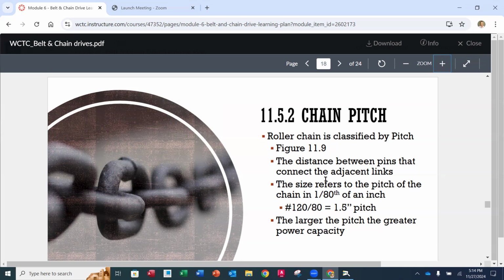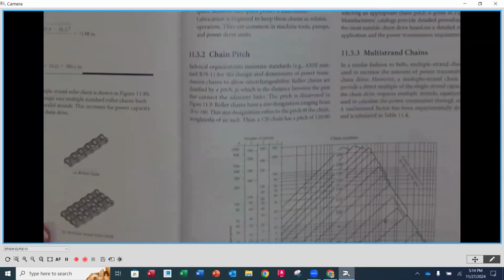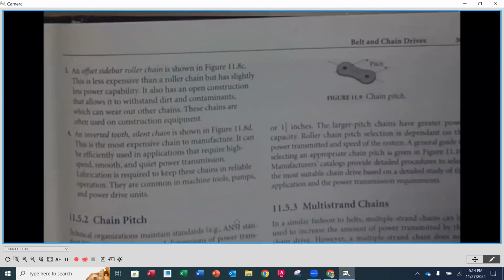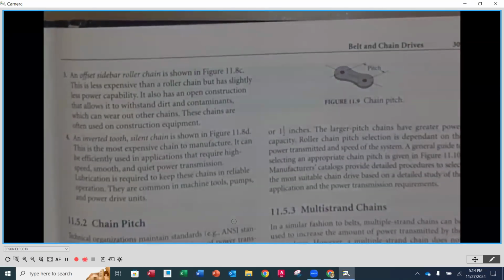So if we look at the roller chain pitch up on the top of page 309, I'm going to go underneath here, and there's an illustration of a single side plate on a roller chain. The pitch is going to be classified by the distance from one pin to the other. Now, to determine that distance, we're going to be calling chain out by numbers, okay?